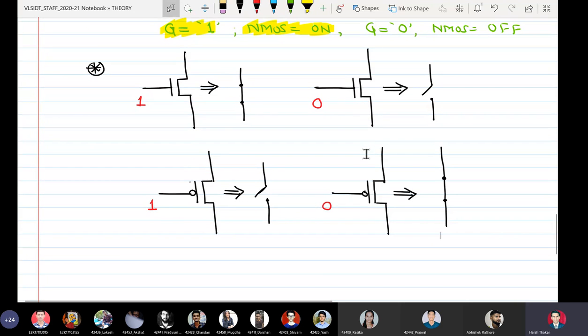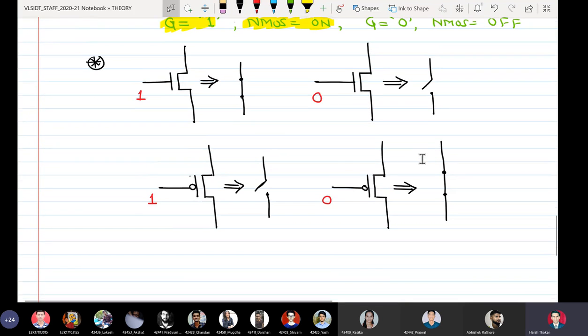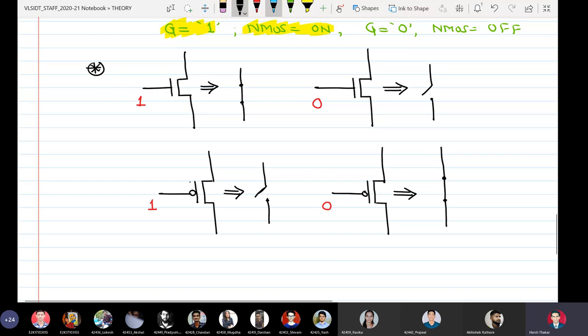Fine. So it's the same summary. For NMOS transistor, gate equal to 1 acts as closed switch. For gate equal to 0 acts as open switch. Similarly for PMOS, for gate equal to 1, it acts as open switch. And for gate equal to 0 acts as closed switch. So they are complementary devices.